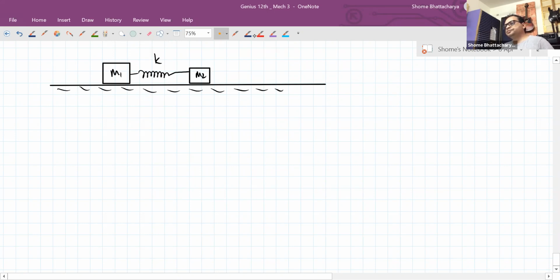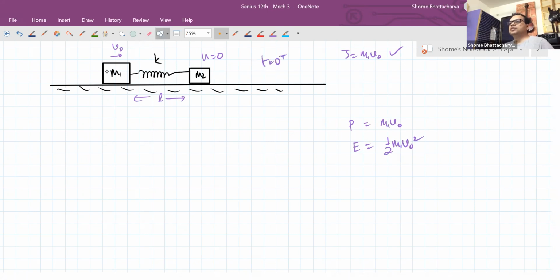So this is at natural length initially. This is at rest, but this has just about started moving with the velocity v naught because F delta t is equal to m1 v naught. So you can see that this system has a linear momentum of m1 v naught and a mechanical energy of half m1 v naught square. This is just after t equal to 0.